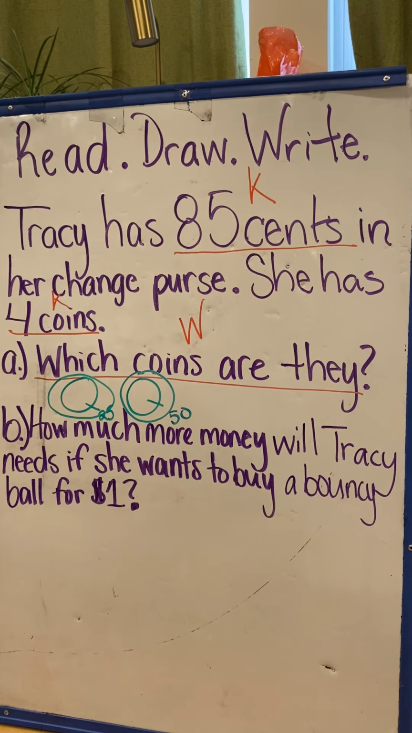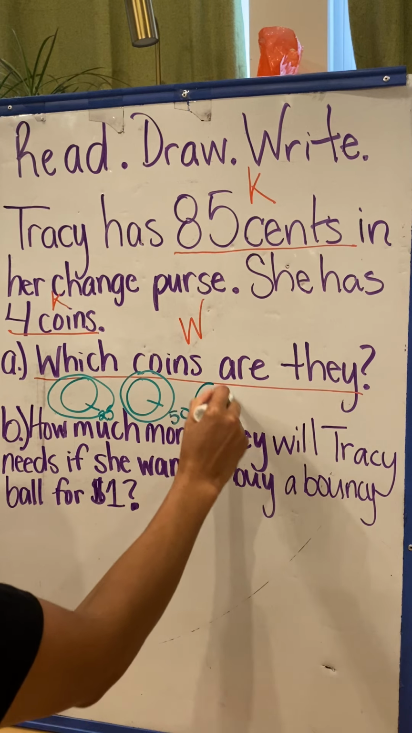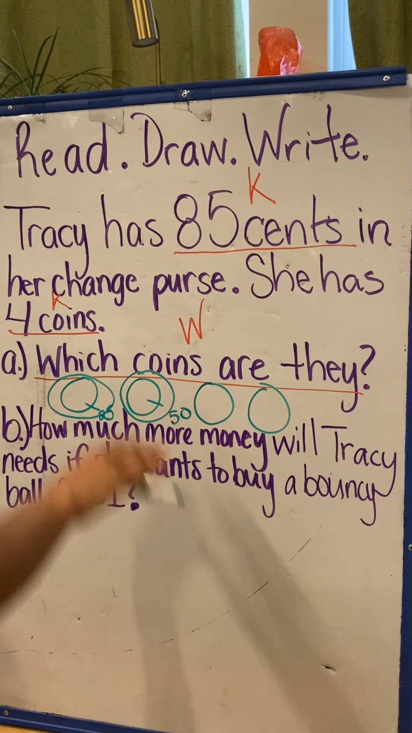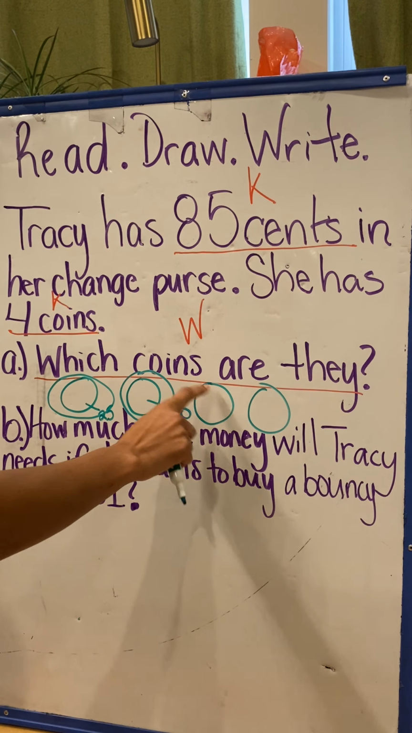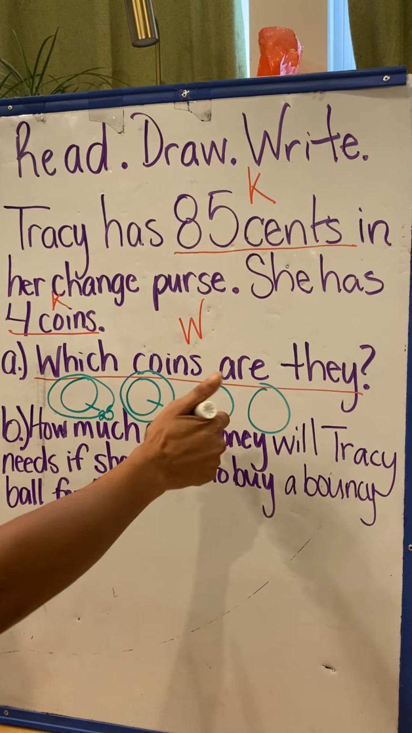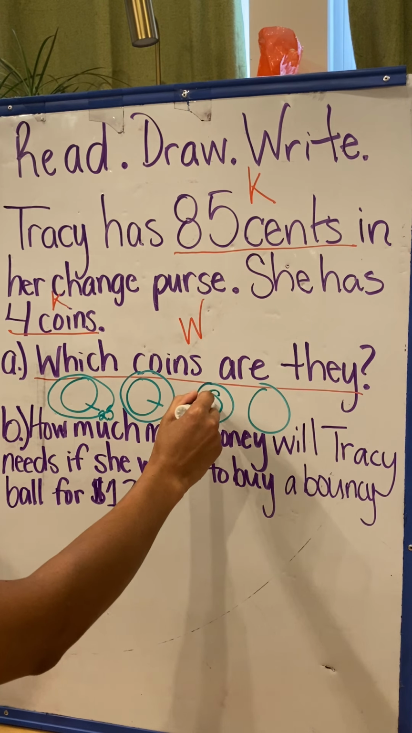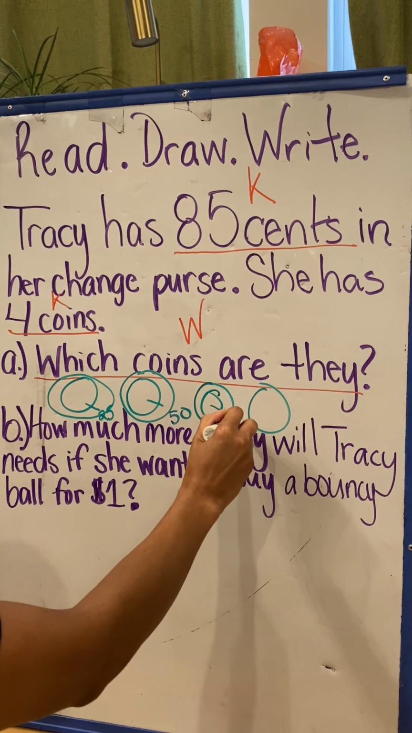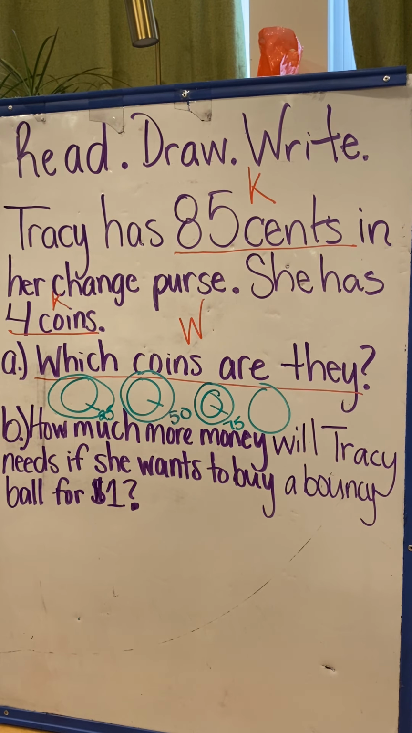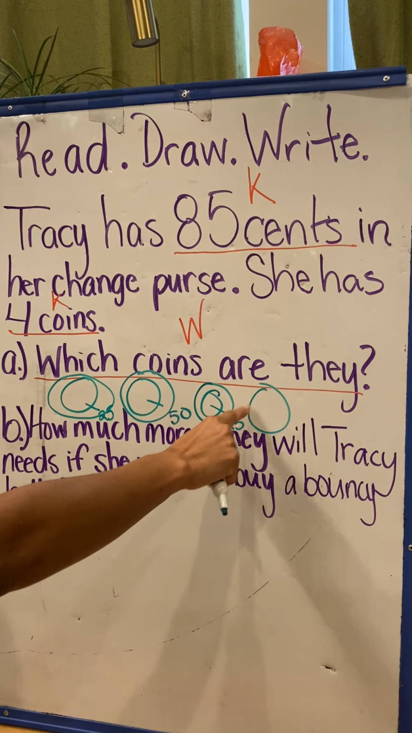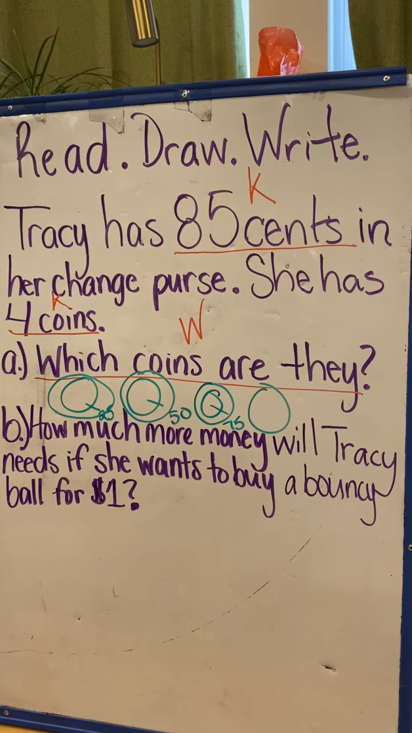What I also could have done was to just draw 4 blank circles, because I know that she has 4 coins. Then I could have thought about which coins will go inside of my circles. And quarters would be the smartest thing because quarters have the highest value. So I can draw another quarter. We know that 3 quarters is 75 cents. And now I need to figure out what coin I would add to 75 cents to make 85 cents.